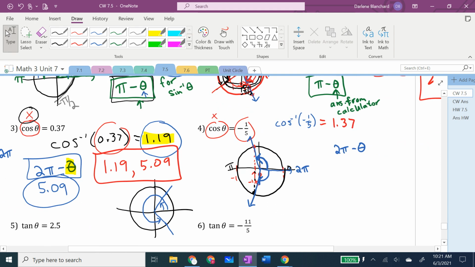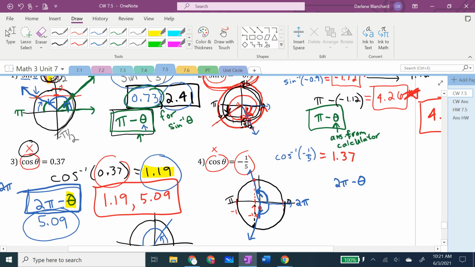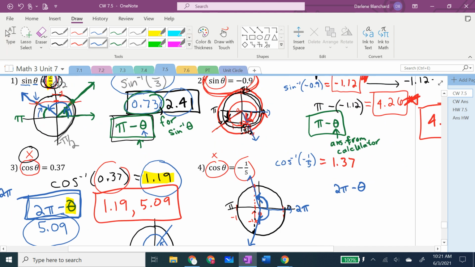Bottom line, cosine always uses the formula 2 pi minus what the calculator gives you. For sine, the formula is pi minus the angle the calculator gives you. And those two formulas will allow you to find the second angle that the scientific calculator will not give you.